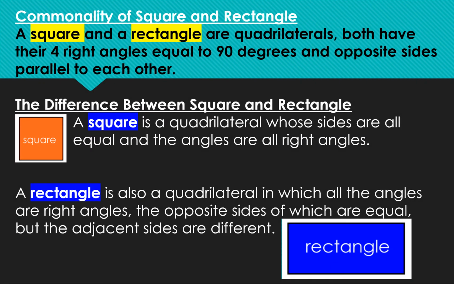So again, the commonality of the square and a rectangle: both are quadrilaterals, both have four right angles equal to 90 degrees, and opposite sides parallel to each other. The difference: a square is a quadrilateral whose sides are all equal and whose angles are all right angles. A rectangle is also a quadrilateral in which all the angles are right angles and the opposite sides are equal, but the adjacent sides are different.